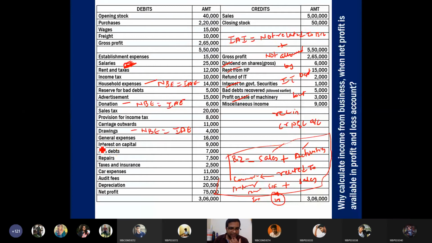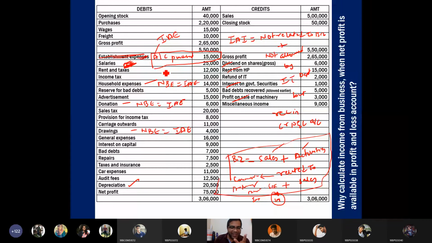Assume there's an item here which says AC purchased. So what will happen for this AC purchased? The answer is AC is an asset, so it should go to the balance sheet. Therefore this becomes an inadmissible expense. But can the assessee claim depreciation on the AC? The answer is yes. The assessee can claim depreciation on the AC, but this amount of 15,000 becomes inadmissible.